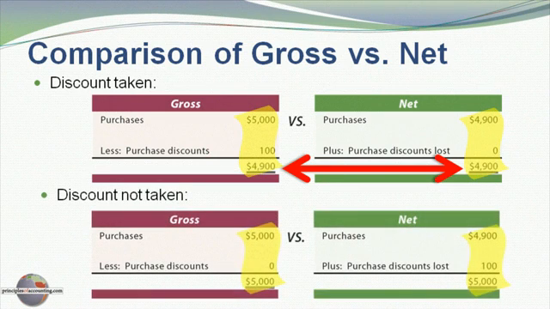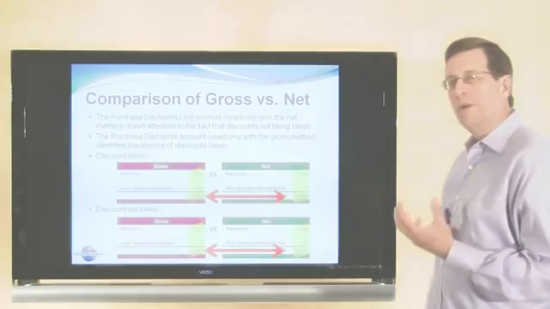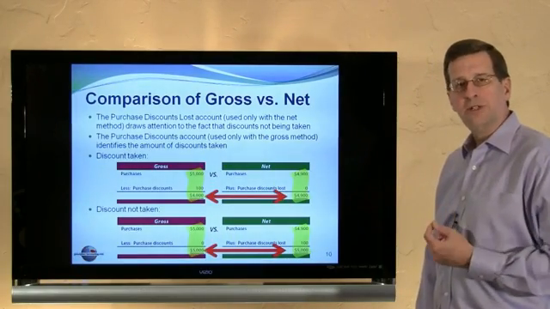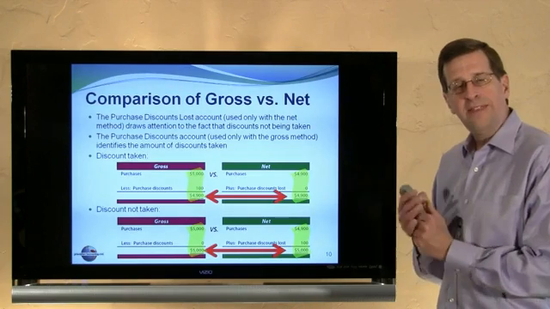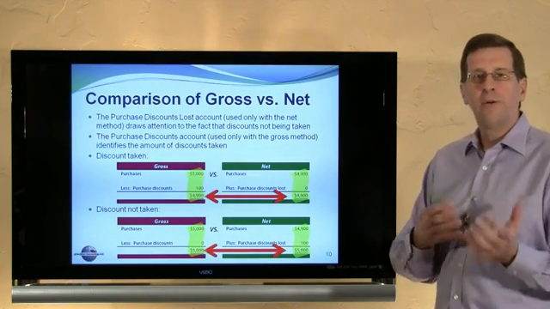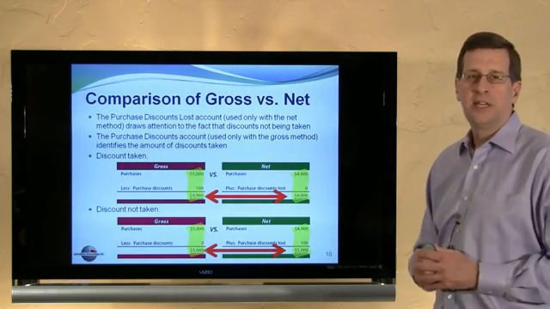If the discount had not been taken, under the gross method, I would simply show gross purchases of $5,000. There's no discounts. And under the net method, I show purchases of $4,900 plus the purchase discounts lost. But again, I've spent $5,000 and measured that under either system. So it really goes to the issue of what information are you trying to glean from your accounting records. Am I trying to first and foremost identify the discounts that I'm not taking, or do I want to know the dollar value of discounts that are taken?